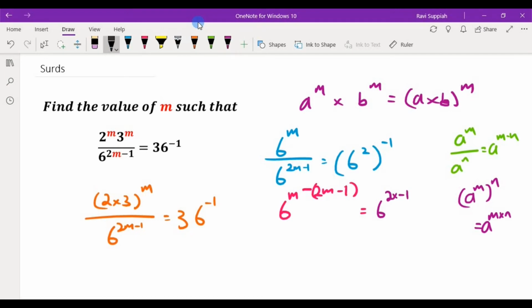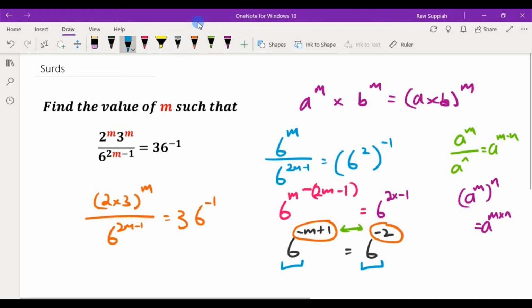On the left hand side I have 6 to the power of m minus 2m, which is minus m, and minus a minus is plus 1, equals 6 to the power of 2 times minus 1, which is minus 2. Now what you see is that on both sides the bases are the same, which implies that both the powers are the same. So with that you can rewrite this as 1 minus m equals minus 2.